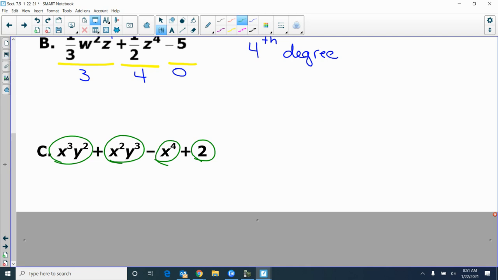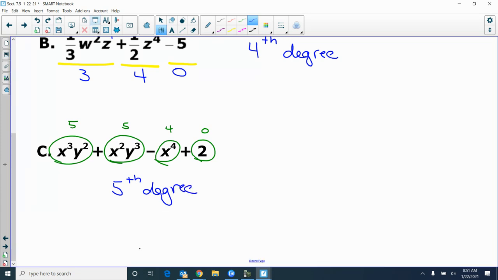Sam, what do you think the degree of the polynomial is? I said 5. You said 5. That is correct because these first two both have a degree of 5, and we take the highest one, so you're just going to say 5th degree. 5th degree.